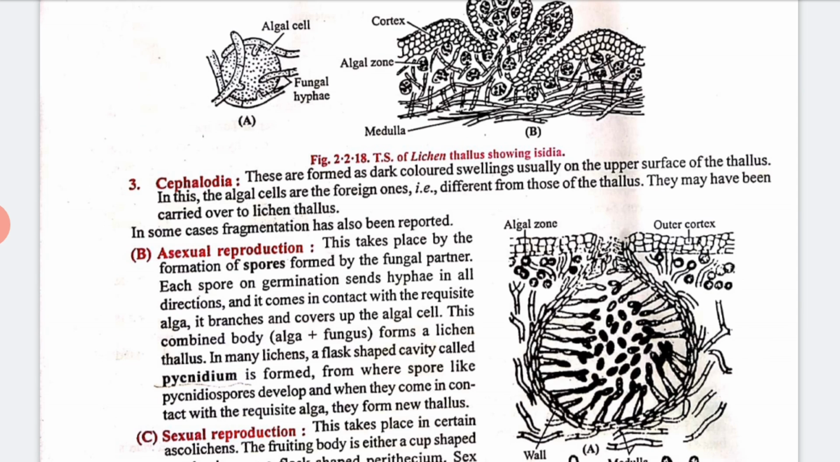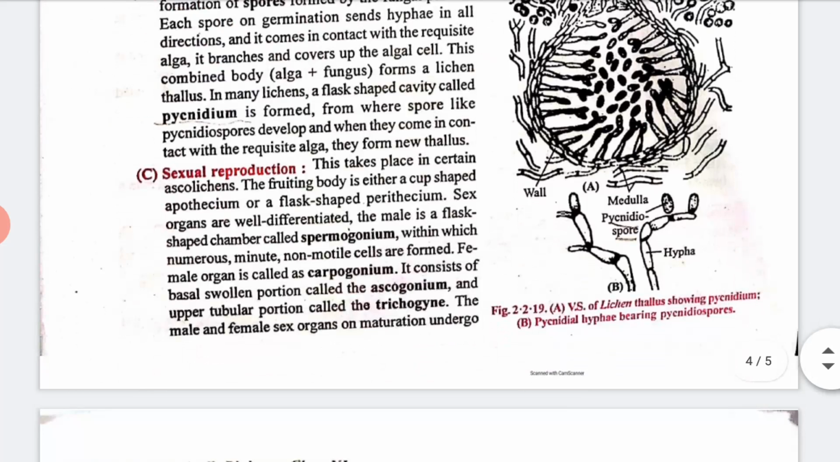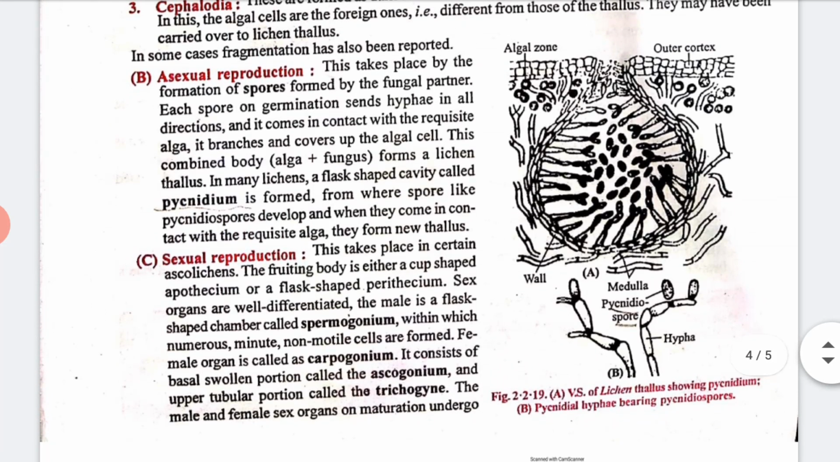Next we have cephalodia. They are found as dark colored swellings, usually on the upper surface of the thallus, containing algal cells foreign to the lichen and different from those of the thallus, which have been carried over into the lichen's thallus. Clear? Now, this is about vegetative reproduction. Now let us talk about asexual reproduction.